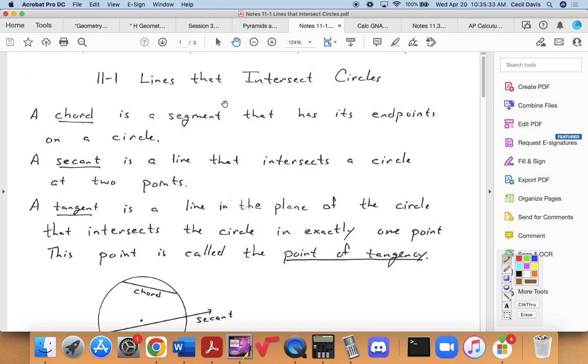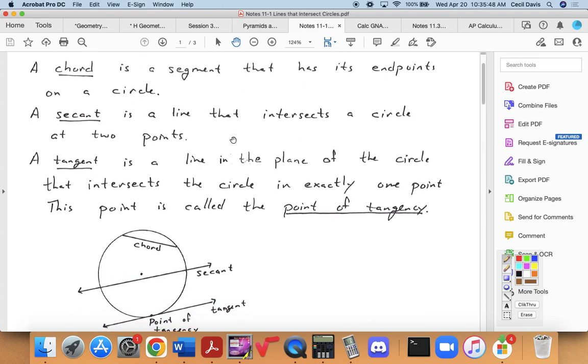Okay? So, some terms that you may have learned in other math classes before now, or may not. Either way, got to know these. First of all, a chord is a segment that has its endpoints on a circle. Notice it is a segment, not a line. So here's an example of a chord. It's a segment that has both endpoints on the circle.